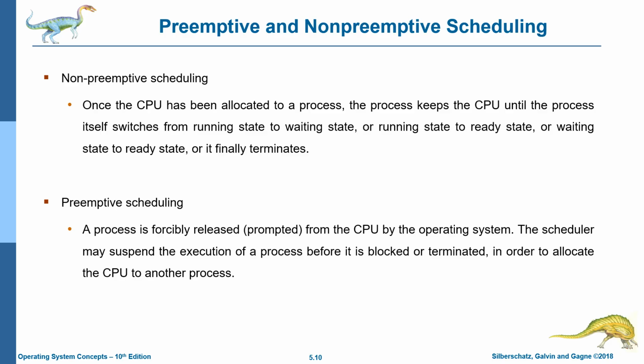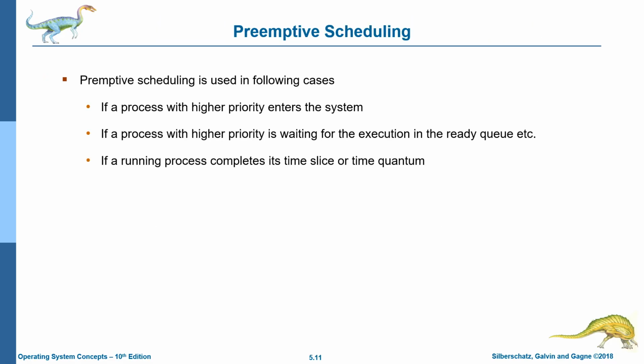In preemptive scheduling, the execution of the process is forcefully stopped by the operating system. So the scheduler may suspend the execution of a process before it is blocked. So the process is not completed, not terminated by itself. The operating system can forcefully stop the execution of the process. That means it is preemptive scheduling.